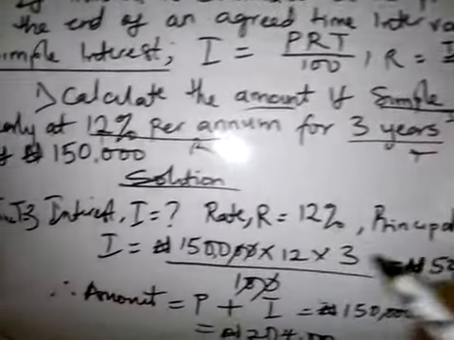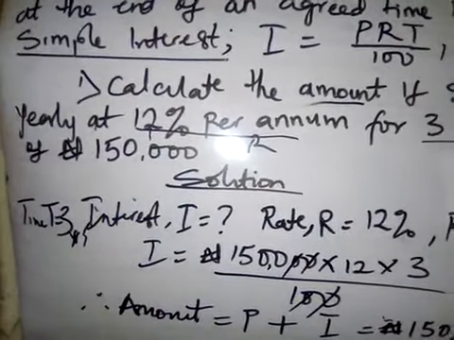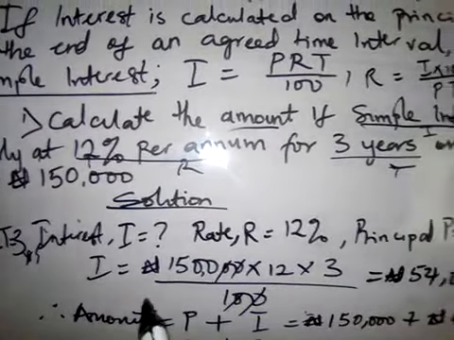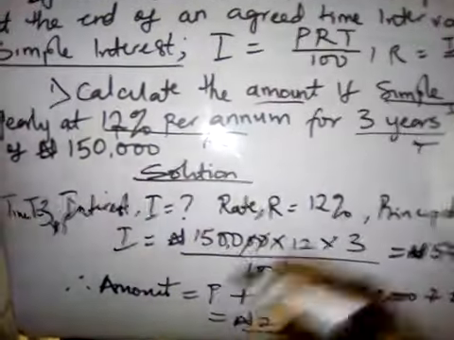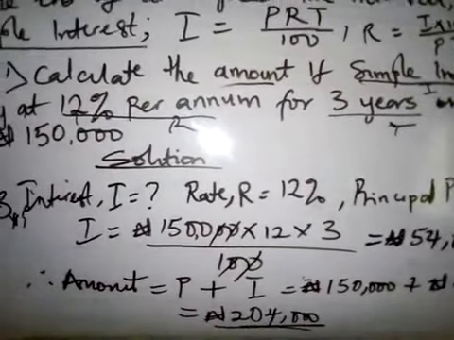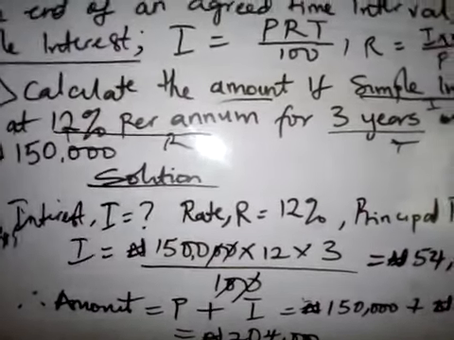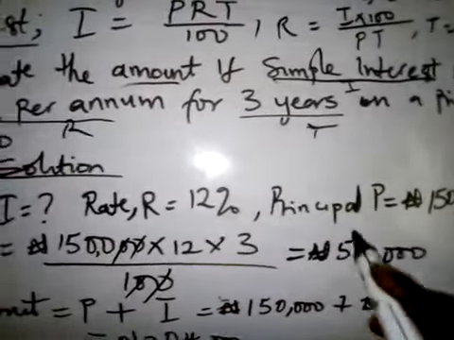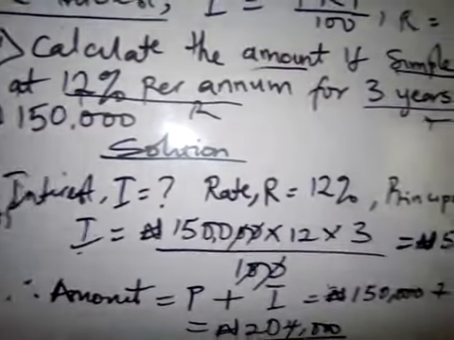So let's go. The time is 3 years, right? That's the time. We are to calculate the amount. So how do we calculate the amount? We cannot calculate the amount until we get the interest, because to calculate the amount, we need the principal and the interest. So we cannot calculate the amount until we are able to get the interest. The rate is R, 12%, while the principal is 150,000 naira.